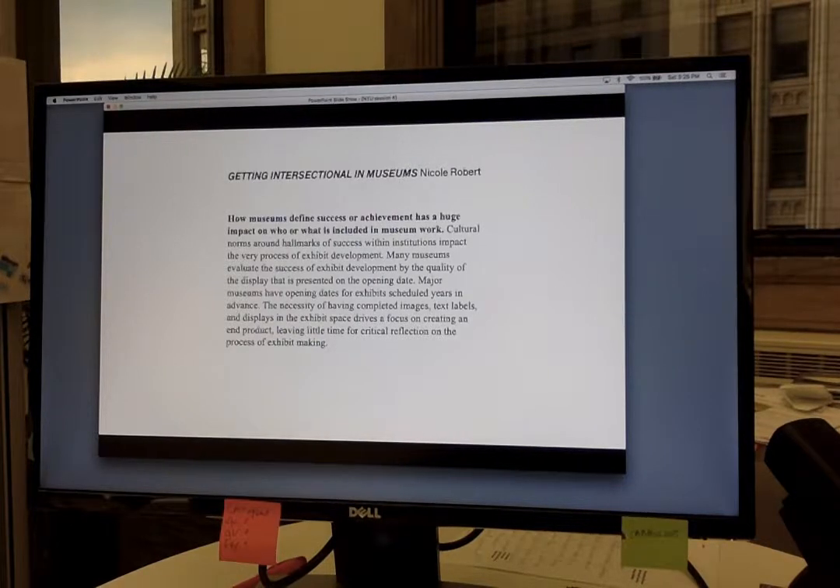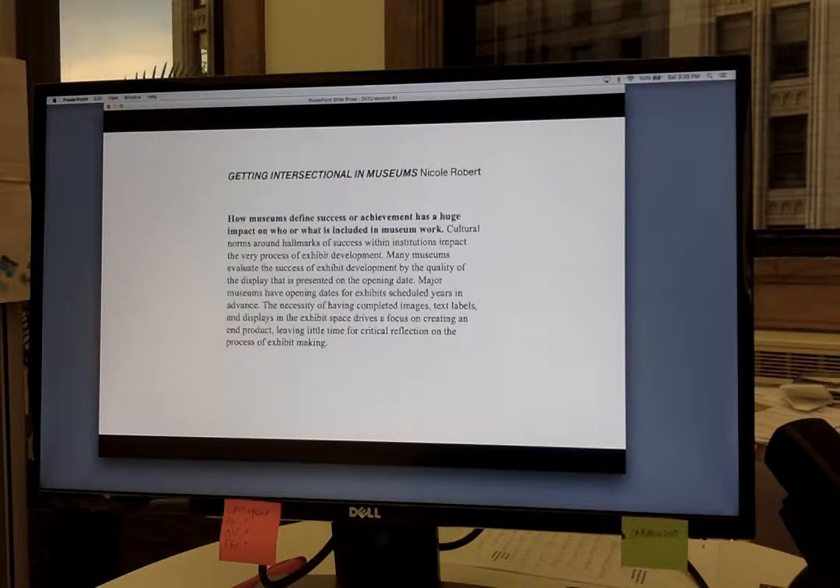Another optional reading that I think I'll just brief you on here, so that you don't have to do the reading before you dive into your projects, is "Getting Intersectional in Museums" by Nicole Robert. I think it has a really interesting framework and a case study that we didn't look at carefully, but I'm familiar with. You could do some more research on your own if you're interested. She talks about the Wing Luke Museum in Seattle, which is a museum of the Asian community there.